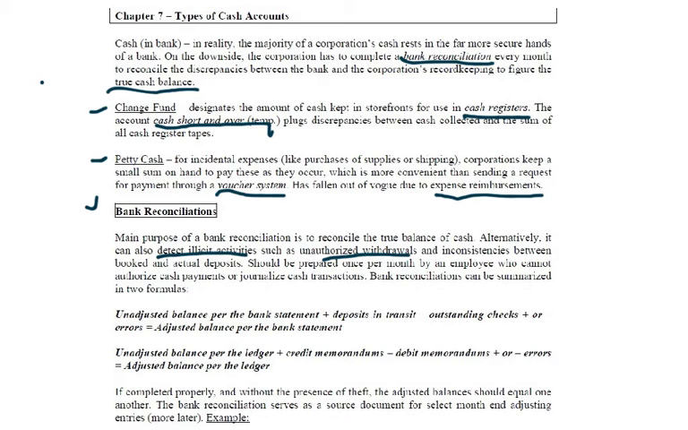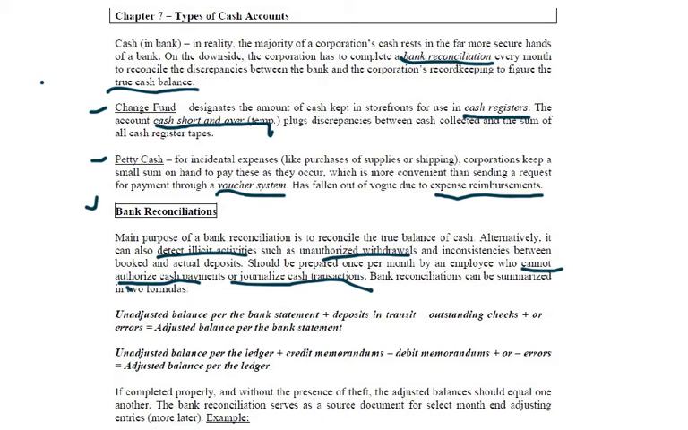So this should be prepared once per month by an employee who cannot authorize cash payments or journalize cash transactions. So again, big, cannot authorize cash payments or journalize cash transactions. In other words, it's got to be somebody who doesn't have their hands in either one of those. Again, that's a concept we'll talk about later, something called separation of duties.